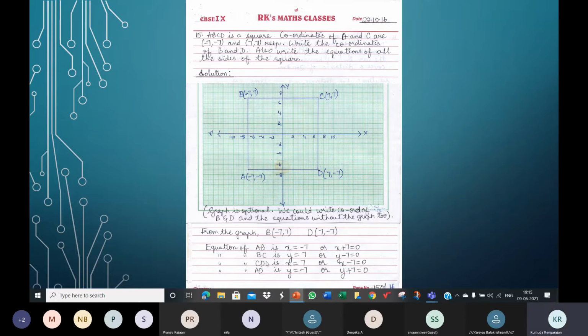So the equation of BC, since BC is parallel to the x-axis, will start with y is equal to a positive or a negative value. Now, since it's above the x-axis, it's positive. And the value is 7 because it's at a distance of 7 units from the x-axis. So y is equal to 7. In the standard form, y minus 7 is equal to 0. Similarly for CD and AD.